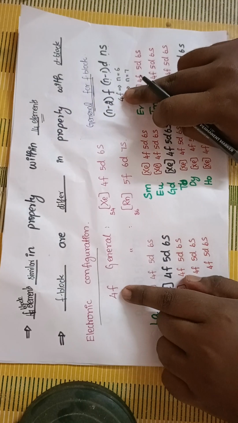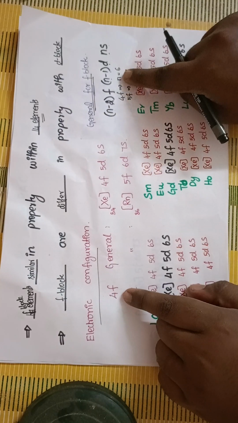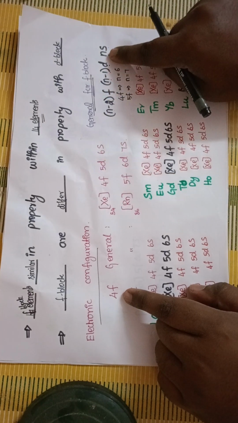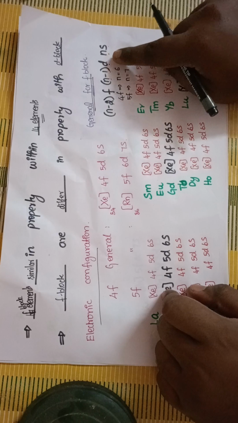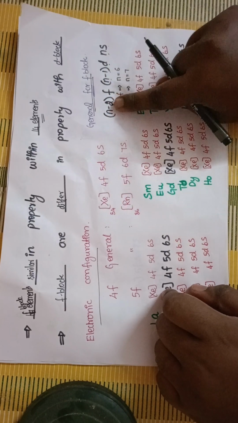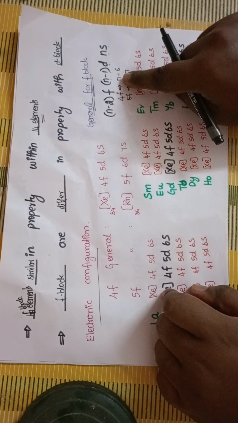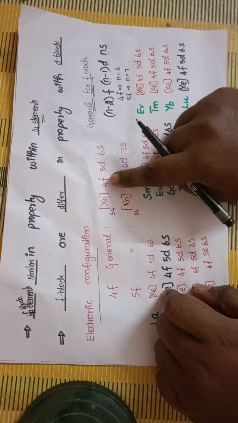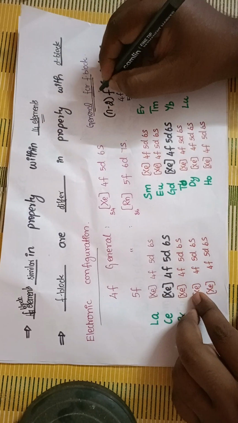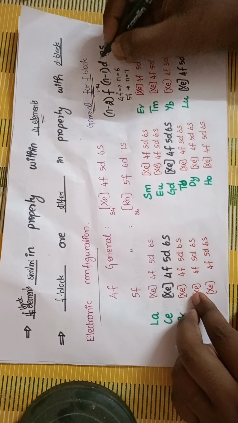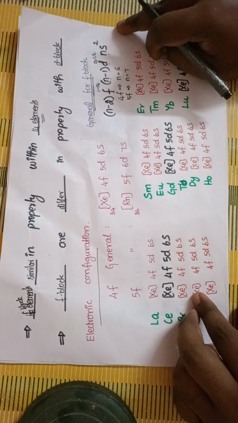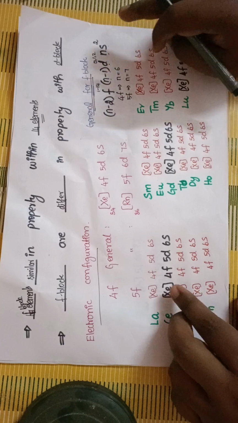For the 4f series, n value is 6. N value 6 means 6s. We have to substitute 6 in place of n. So 6s. N minus 1, so 6 minus 1, 5d. N minus 2, 6 minus 2, 4f. So n minus 2, n minus 1, n. The general electronic configuration is 4f 1 to 14, 5d 0 or 1, 6s 2. This is the general electronic configuration for the whole F block.